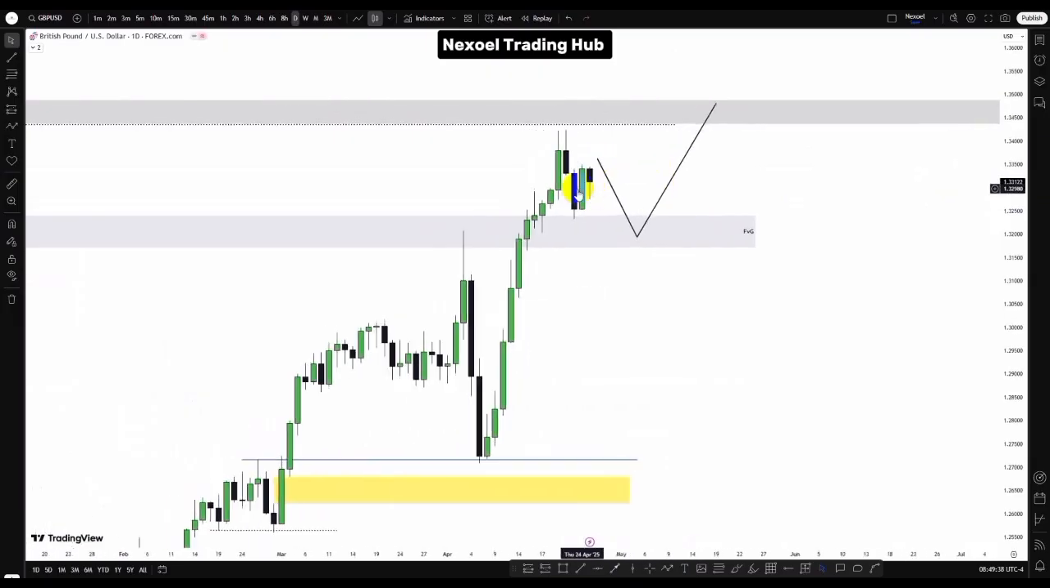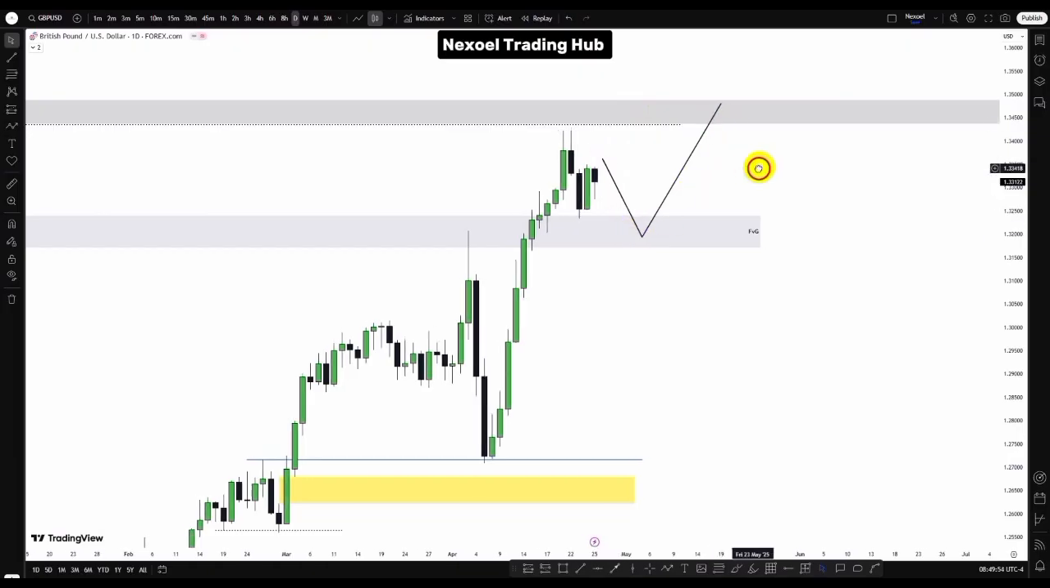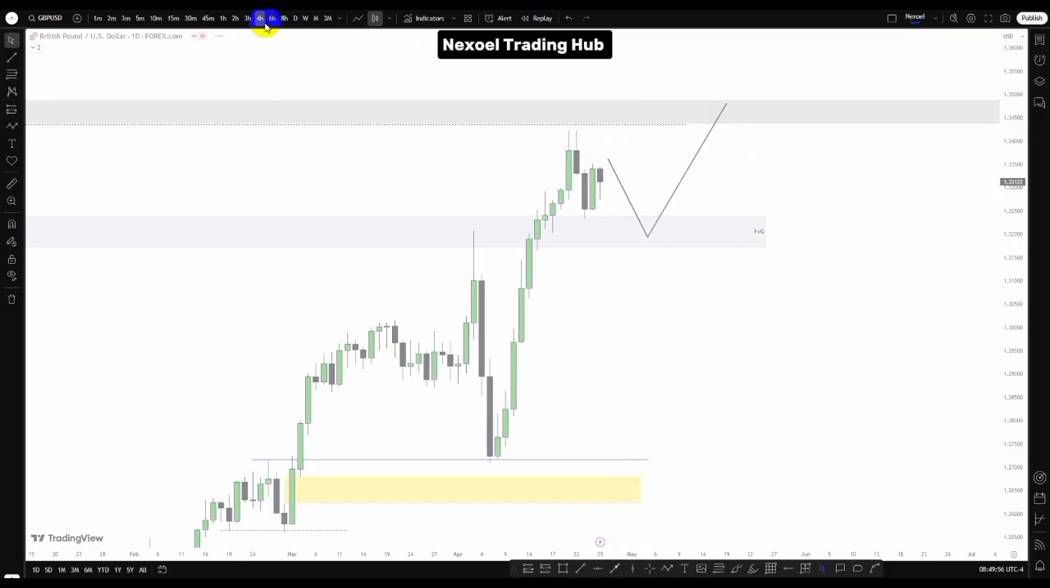So if price keeps trading above the mean threshold of this engulfing candle, then we could just see bullish continuation, and price may not necessarily trade into this inversion based on the weekly time frame anticipation. And then we have the bullish continuation to the upside. So let's check the 4-hour time frame.